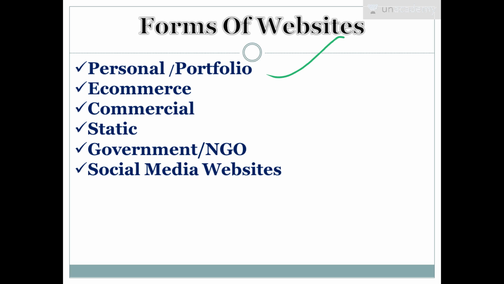The next form of website is the e-commerce website. E-commerce websites are those websites which consist of products to purchase, like flipkart.com, snapdeal.com, etc. Next we have commercial websites. These websites are basically designed for business purposes. They are used to make a profit or to tell the company's information or rules. Next we have seen the static websites. The next form of website is government or NGO websites. These websites are run for social clubs or social causes. Next we have social media websites like Facebook, Twitter, LinkedIn, etc.